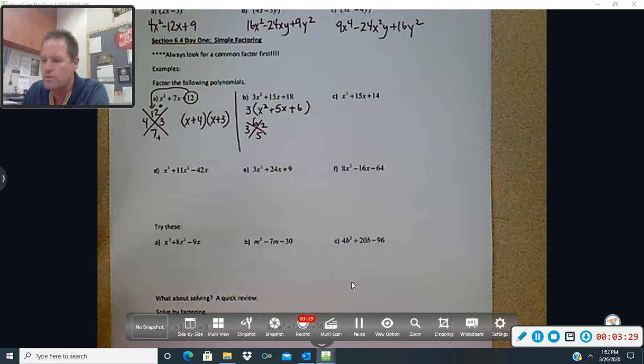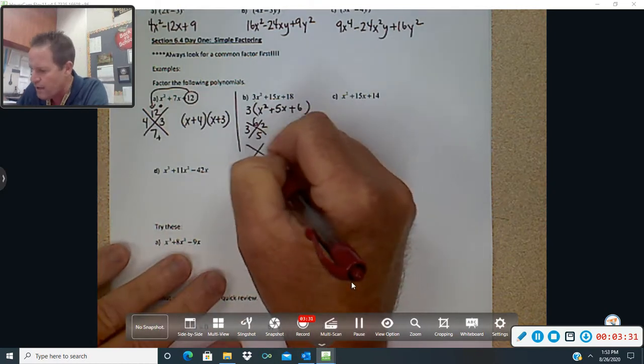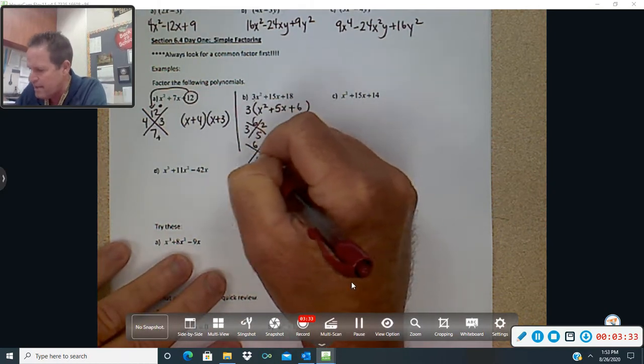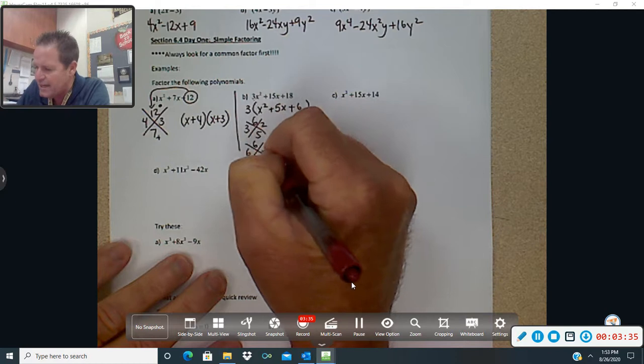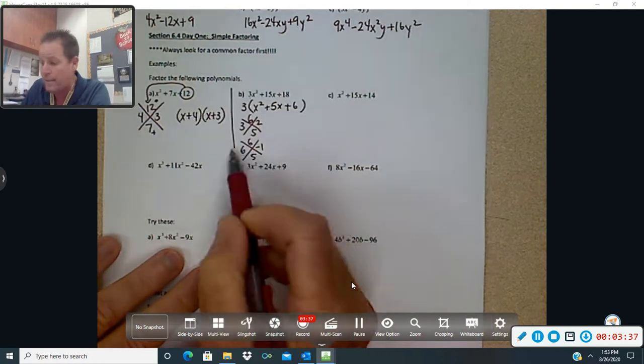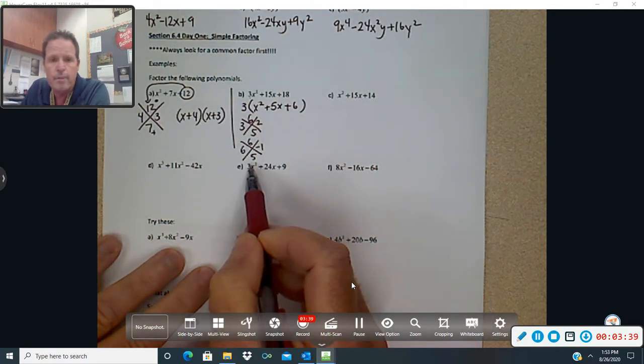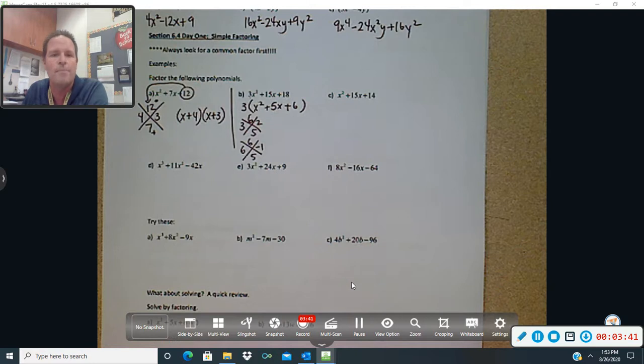Okay? Sometimes students will tell me this. They'll say, oh, I found another way. No, you didn't. But they think they did. And they'll have like 6 and negative 1. And they're like, well, that makes 5. But the problem is 6 times negative 1 is not positive 6.